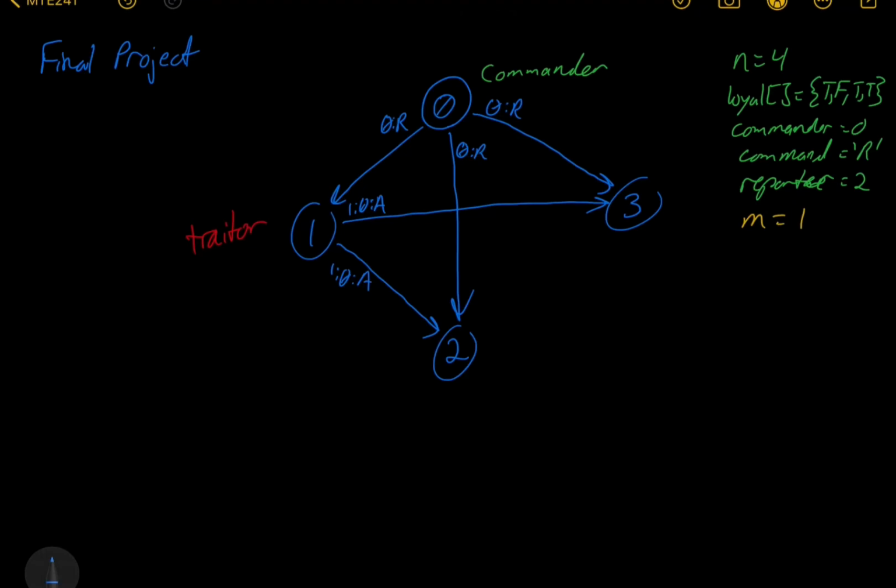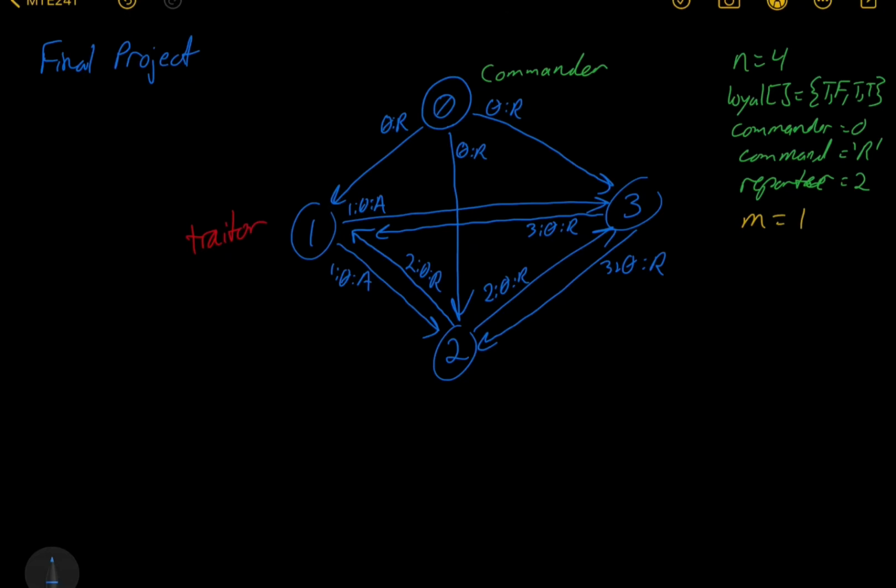Now General 2 is loyal, so it's going to faithfully tell the other 2 lieutenants what it heard. It's going to preface its message with its ID, which is 2, and it heard from General 0 to retreat. And General 3 will do likewise. So General 3 will communicate with Generals 1 and 2, and the message there will be 3, 0, retreat. So every time they forward a message, they're prepending their ID number onto it.